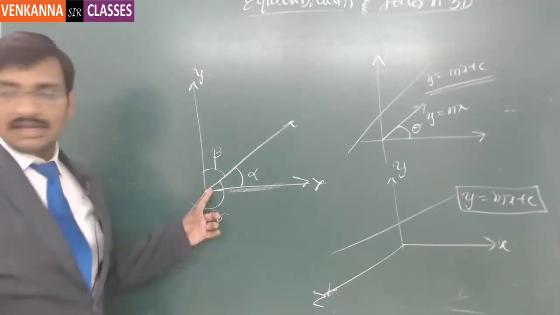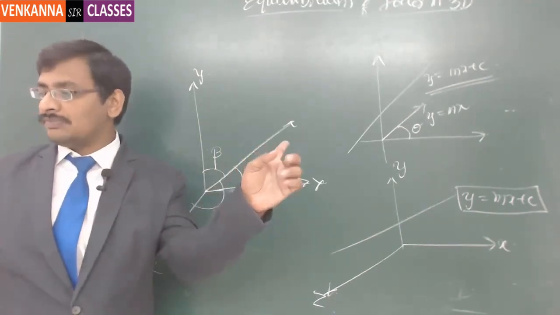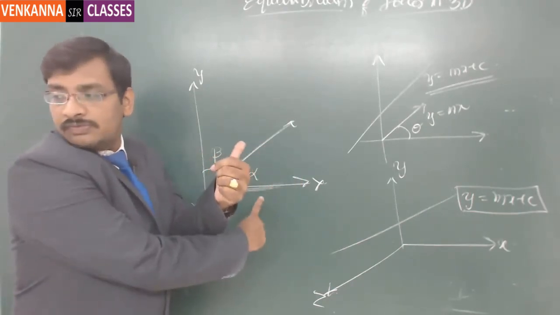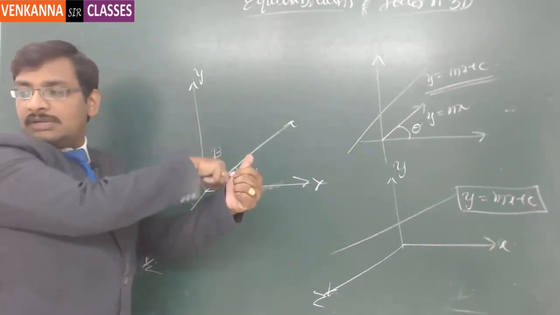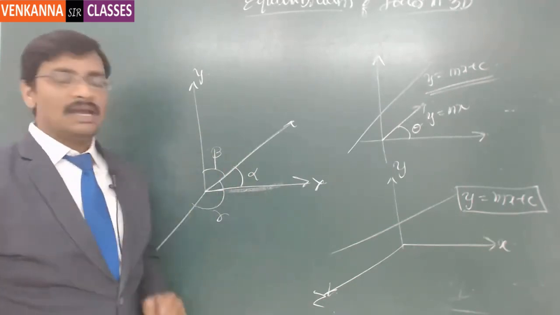Now these 3 angles I have drawn on a plane, but ideally this line is like this. So if it is like this, then it will make an angle of alpha with the x-axis, an angle of beta with the y-axis, and an angle of gamma with the z-axis. Now all the 3 angles are there.